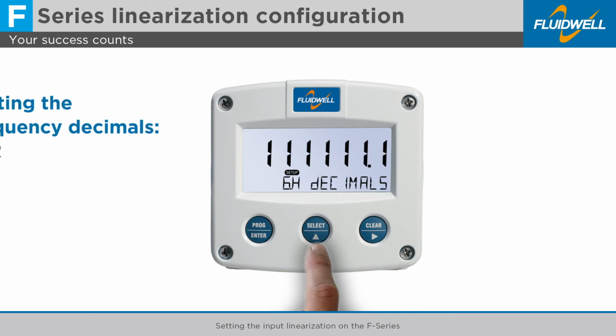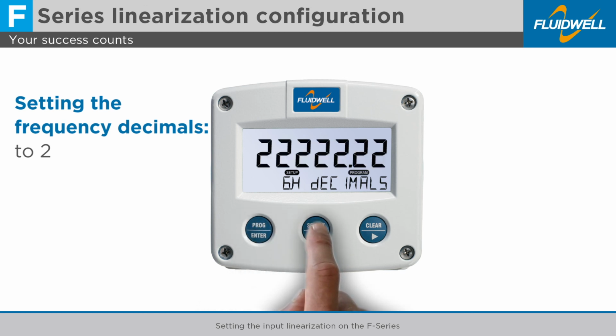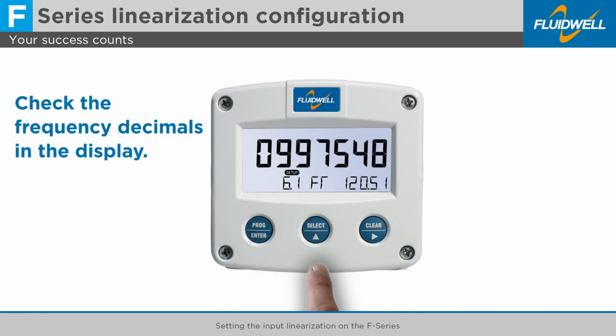Use Select to go to Menu 6H to define the number of frequency decimals. Press Prog to change the frequency decimals. Press Select to set it to 2 decimals. Press Prog to store this setting. Press Select 2 times to check the number of frequency decimals in the display.